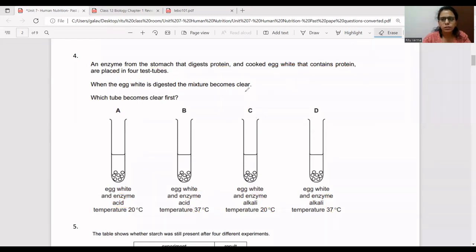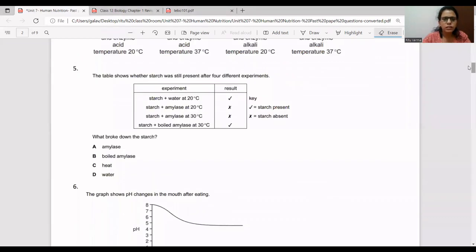Next is question number 5. It's given here: the table shows whether starch was still present after 4 different experiments. This is a similar kind of question to question number 4. In the first case, starch plus water at 20 degrees Celsius. Starch plus amylase at 20 degrees Celsius. Starch plus amylase at 30 degrees Celsius. And starch plus boiled amylase at 30 degrees Celsius.